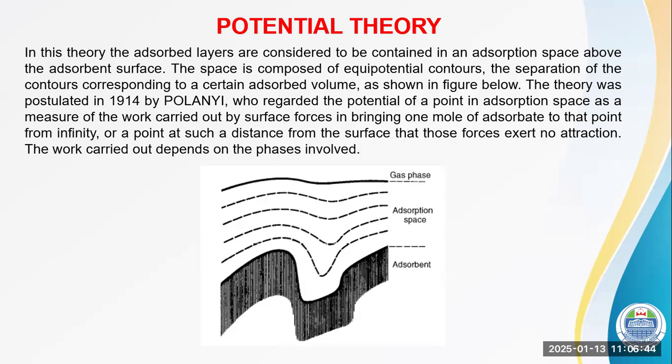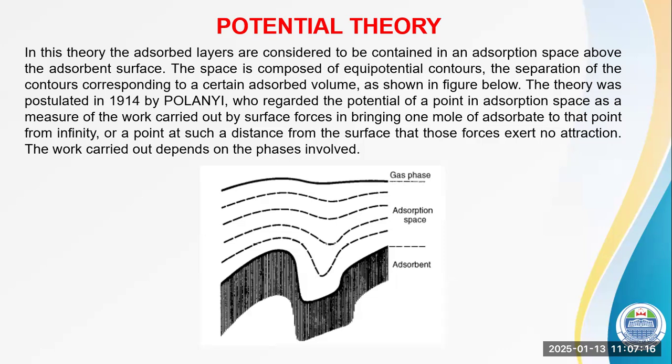Like we can have a space between the adsorbent and the adsorbate. If you consider the diagram that we have here, you have the adsorbent and the adsorbate, and in between you have a space that behaves like a liquid form. This theory was postulated by Pauling in 1914.